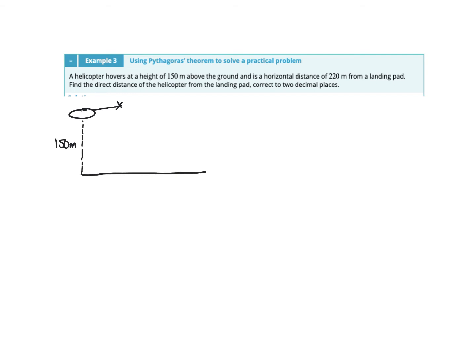So say the landing pad's over here. Here's the landing pad. And we're going to say that is 220 metres. Okay, so they want to find the direct distance. So when they say direct distance, it's when you join the two up. So this is the question. This is x. So I might say x equals the direct distance. Okay, and we've got to make sure when we use Pythagoras' theorem, so we've got a right angle triangle here, we have to also make sure the units are the same. So this is 150 metres and that's 220 metres, so that's okay.